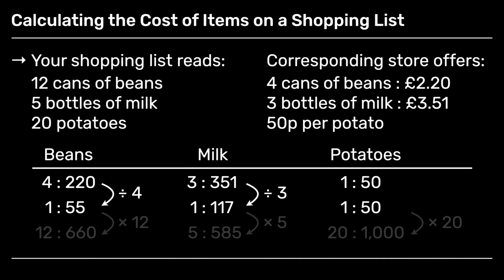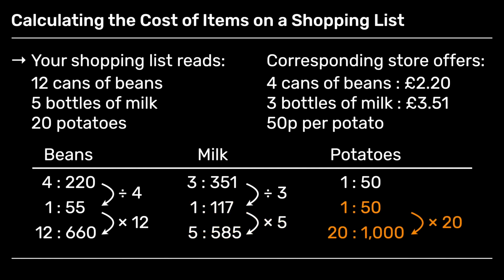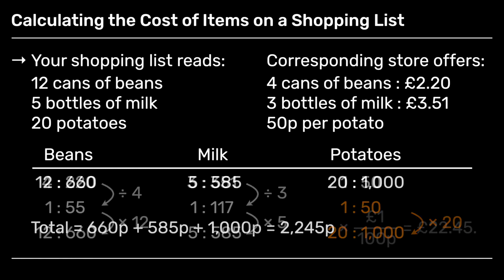So based on these simplified ratios, I can then work out the entire cost of my shopping list. Because 12 cans of beans means I multiply both sides by 12. So 12 cans of beans will cost 660 pence. 5 bottles of milk will cost 585 pence. And 20 potatoes will cost 1,000 pence.